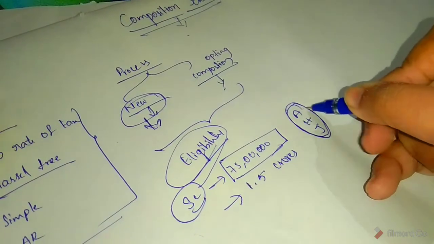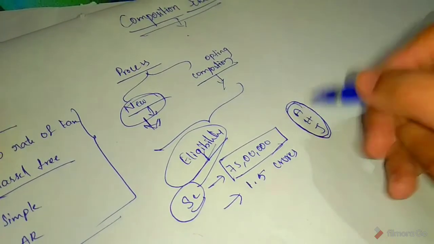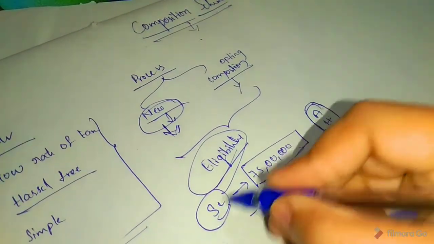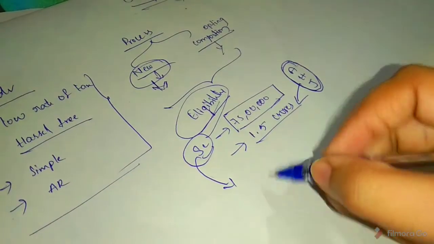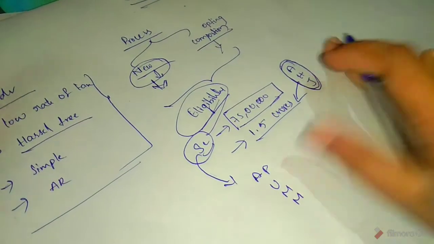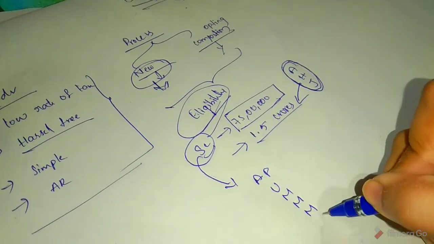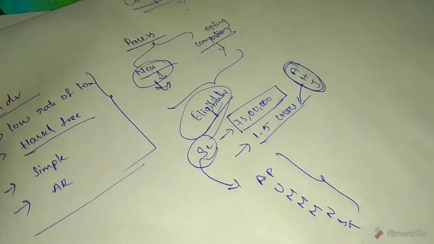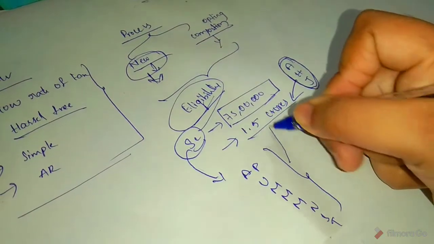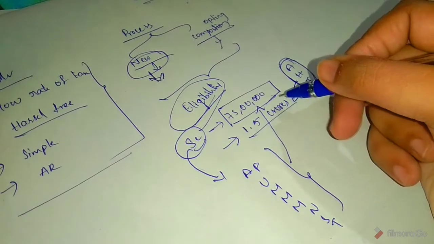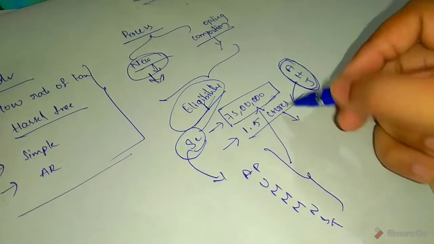The limit of these states for opting composition scheme is 1.5 crores. And the remaining specified states: Arunachal Pradesh, Uttarakhand, Manipur, Meghalaya, Mizoram, Nagaland, Sikkim, Tripura. These all have a turnover limit of 75 lakhs for opting composition scheme. Okay? For remaining other states, 1.5 crores.